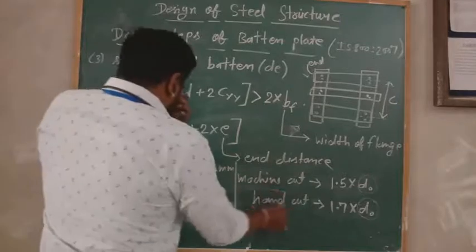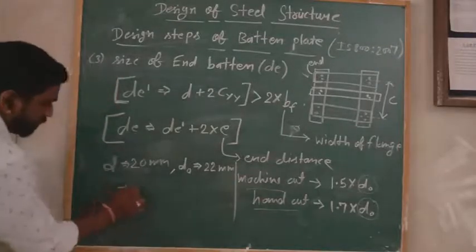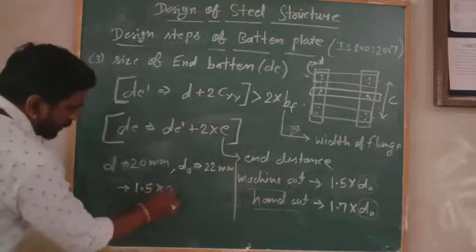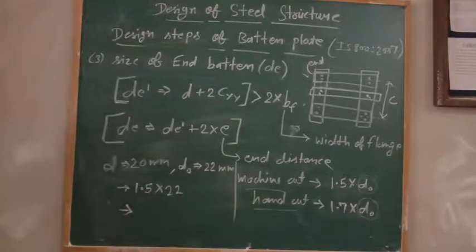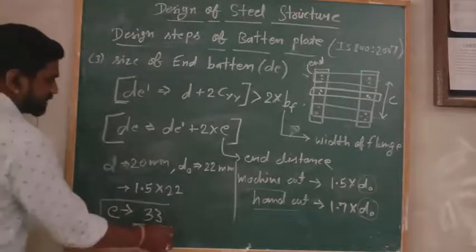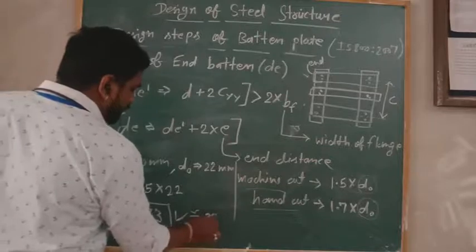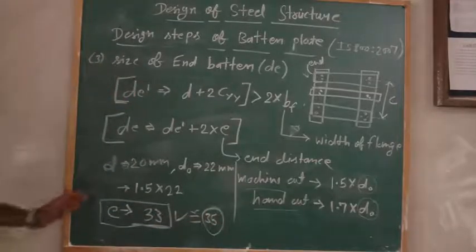Now we calculate for machine cut: 1.5 into D naught 22. So the value is coming to 33. So the value of E, the end distance, is 33, or we can assume a similar value, 35. Okay, so this is the process to find the end distance.